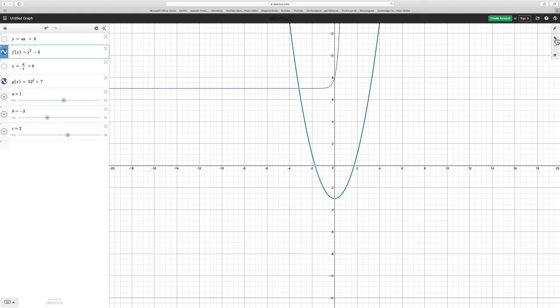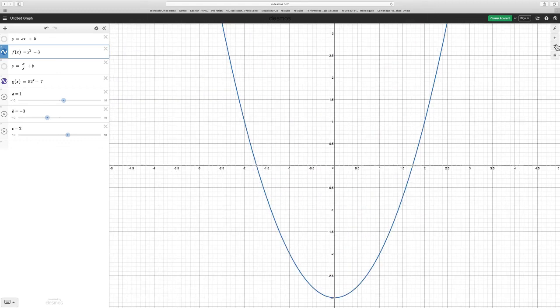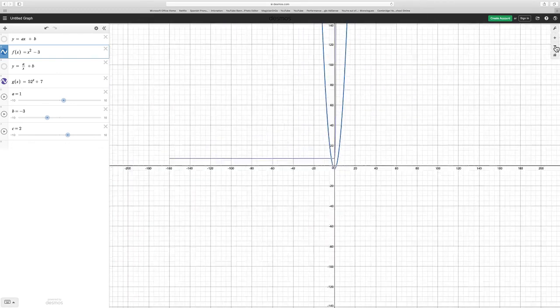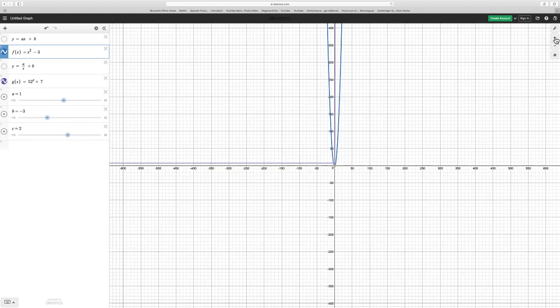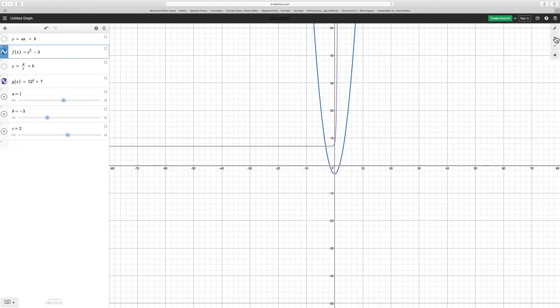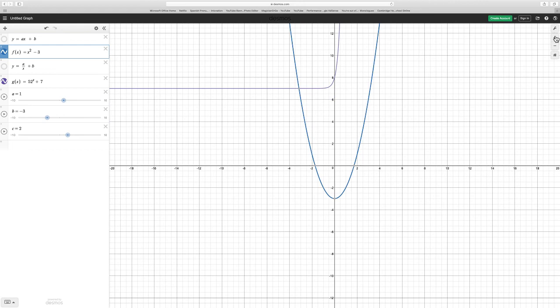The more we zoom out, we can still see that g of x is always bigger than f of x, and there will never be another point where f of x and g of x cross, because of g of x's exponential nature.